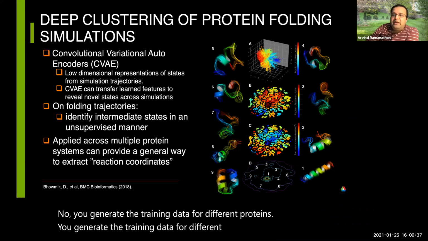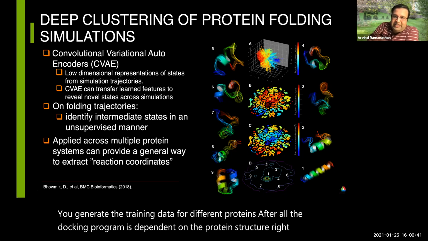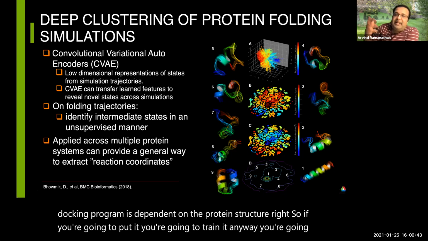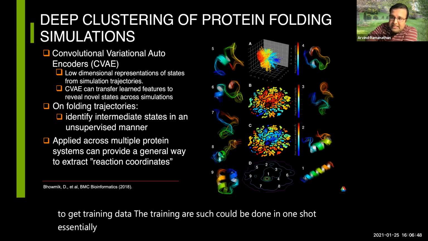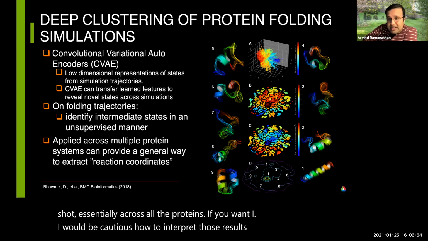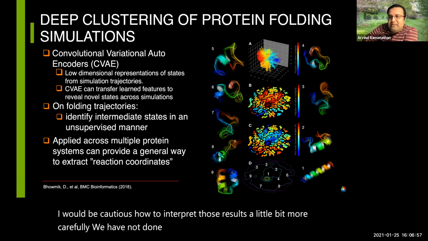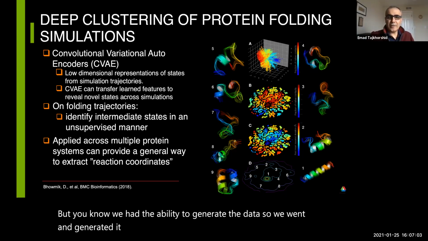After all, the docking program is dependent on the protein structure, right? So if you're going to put it, you're going to train it anyway. You're going to get training data. The training as such could be done in one shot, essentially across all the proteins if you want. I would be cautious about how to interpret those results a little bit more carefully. We have not done that in our case, but we had the ability to generate the data, so we went and generated it anyways.